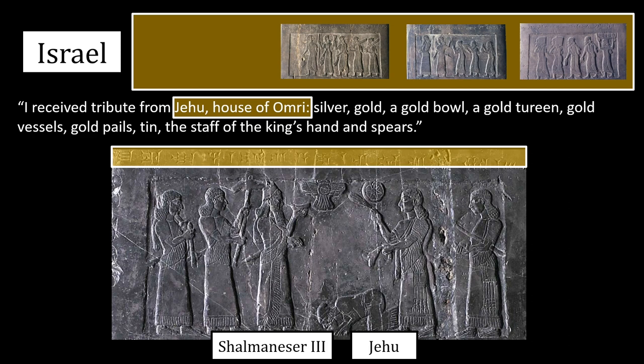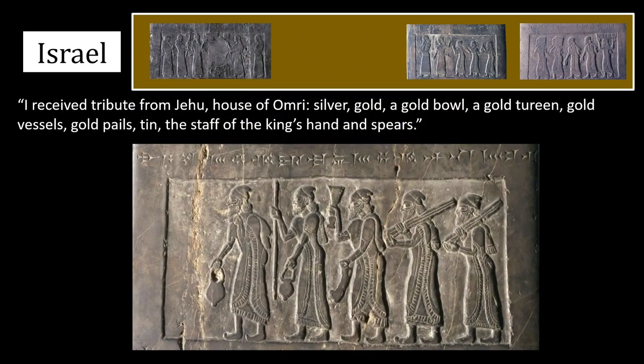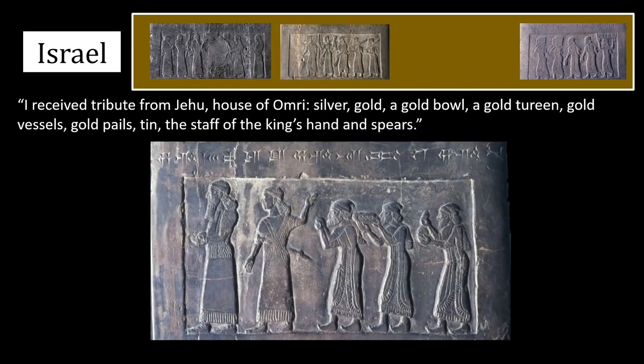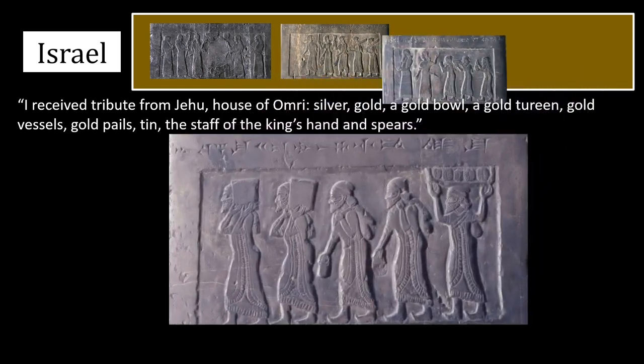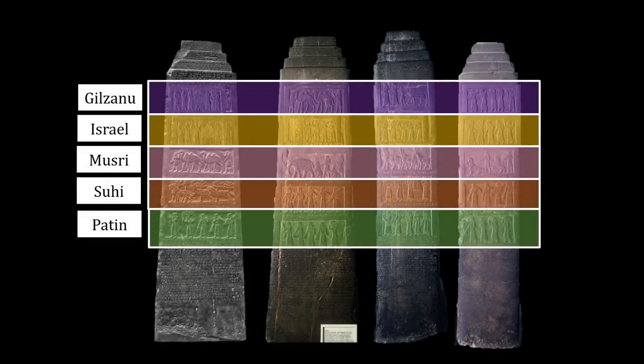The images that then follow show this tribute being brought to Shalmaneser, and scholars really highlight here that Israel is paying a significant amount of gold. Thus, the cost of Israel's tribute seems to be a lot more than the other nations on the obelisk.